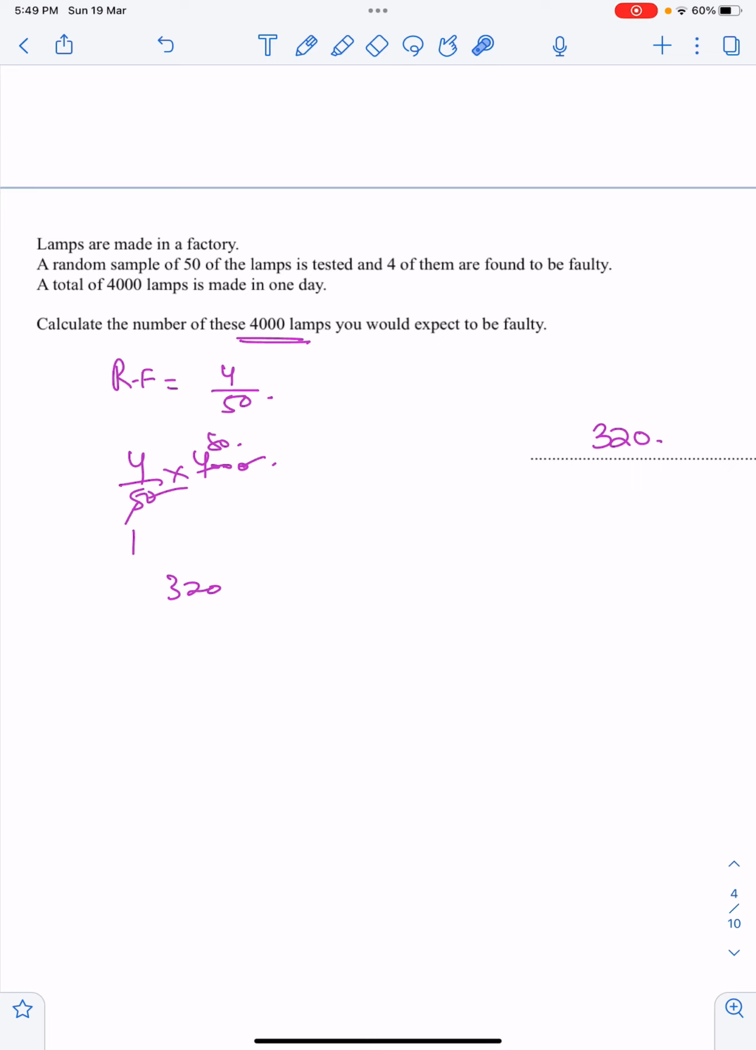We've done the same method. First we found out the relative frequency of being faulty, which was 4 out of 50. Multiplied by the number of lamps out of which you have to tell how many will be faulty. So 4 upon 50 multiplied by 4000 will give you the number of lamps out of these 4000 lamps which will be faulty.